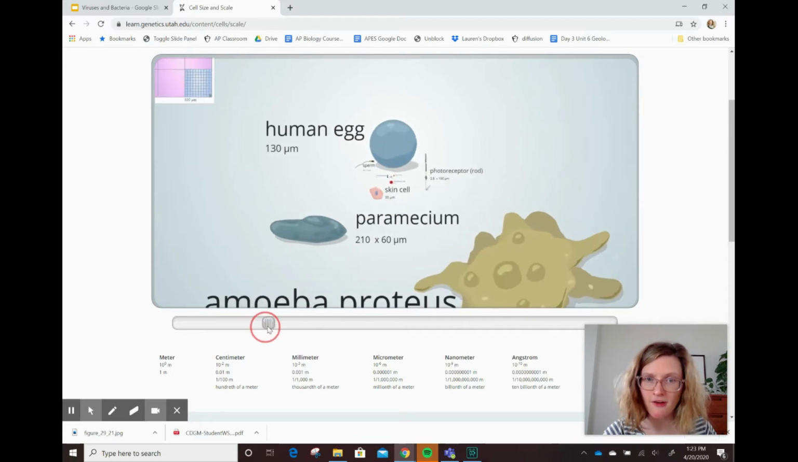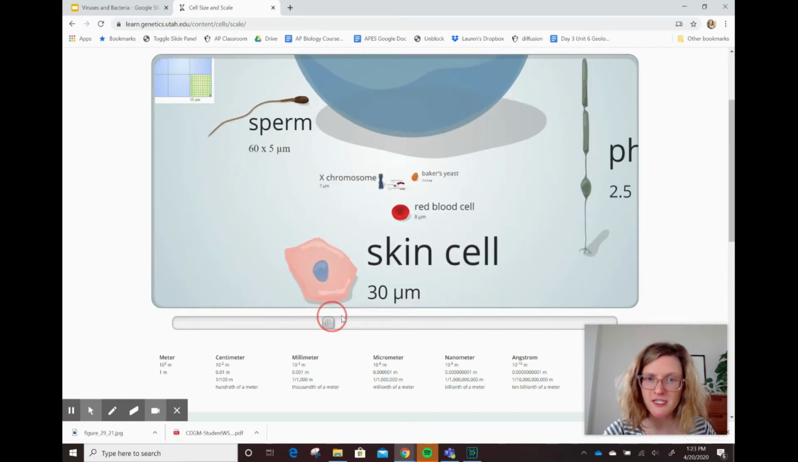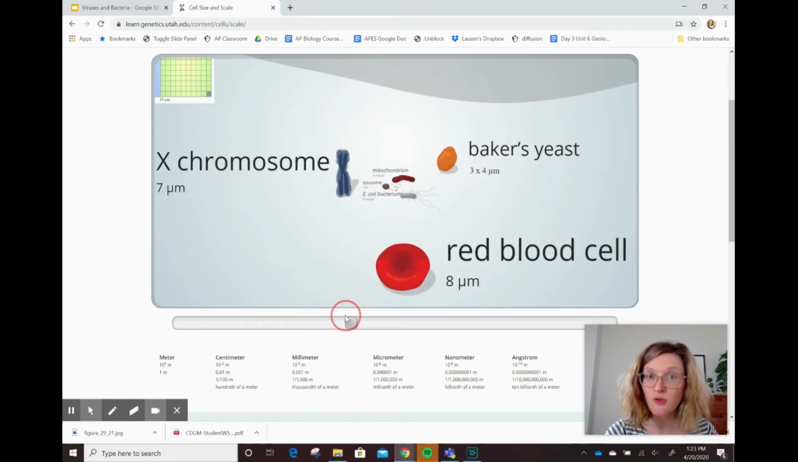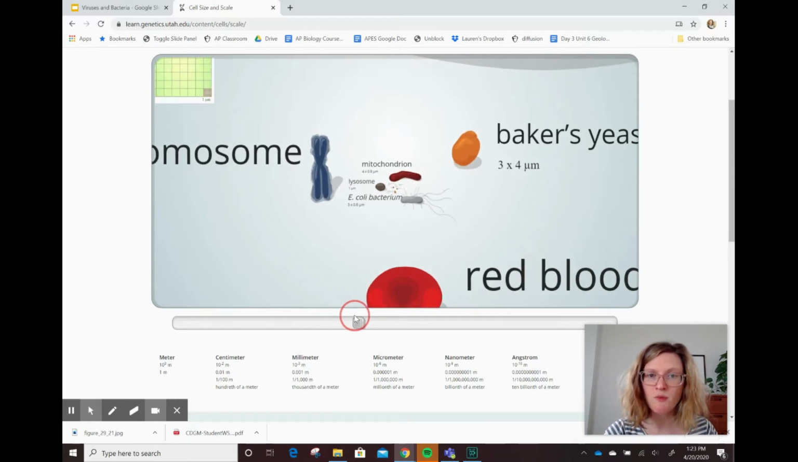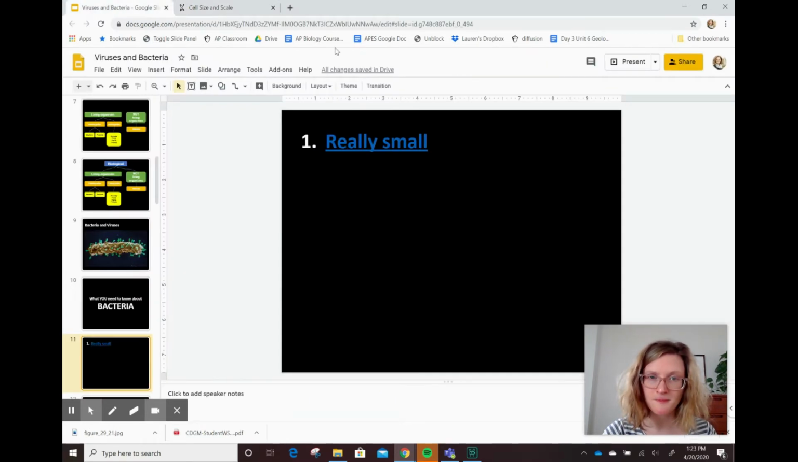We're getting to some smaller eukaryotic cells like a photoreceptor cell, a skin cell, a red blood cell, a sperm cell. Yeast is still a eukaryotic cell, that's a fungus. It's only when we're down to the size of the mitochondrion that our first bacteria shows up. And the fact that bacteria and mitochondria are about the same size and shape is more evidence in support of the endosymbiotic theory that our mitochondria and chloroplasts in plants evolved from prokaryotes that came to live inside of larger prokaryotic cells. So bacteria are pretty small.